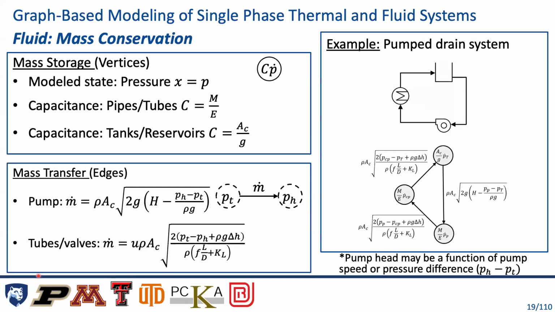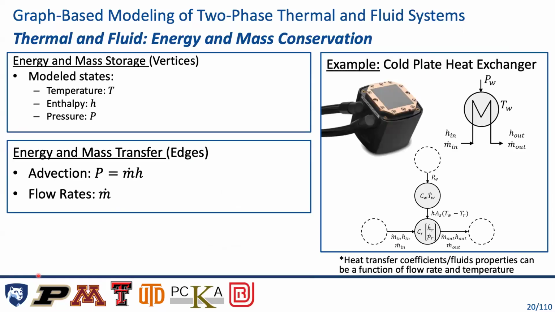I'll show over here on the right an example of a pretty simple thermal cooling loop, a pumped system. More recently, we've looked at these two-phase thermal and fluid systems. These are a little bit more involved to model. The reason is that their energy and mass conservation behavior are tightly coupled, and so we have to adapt our modeling framework. What you end up seeing is that we represent the vertices with two states. This is the inception of what we'll call the multi-state vertex representation.